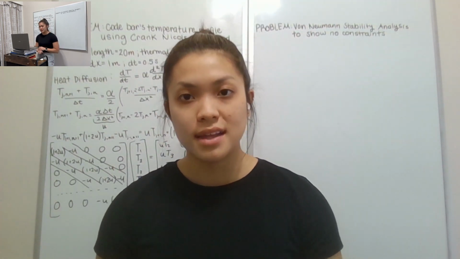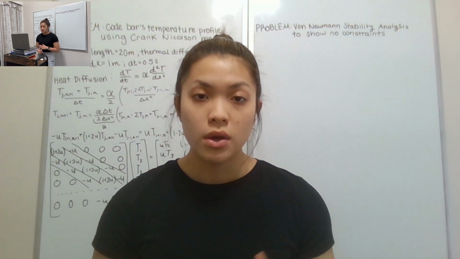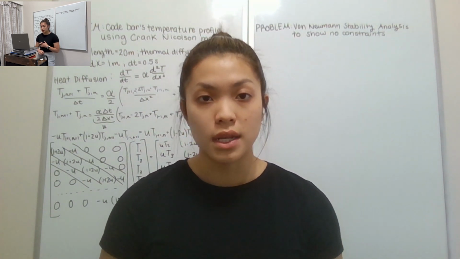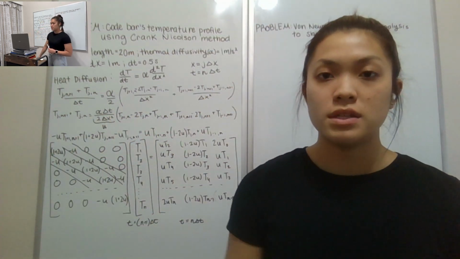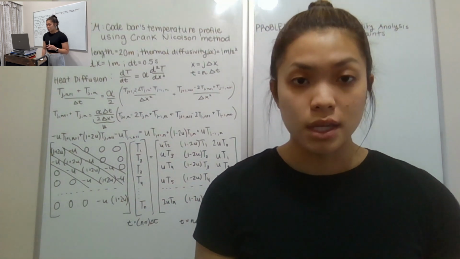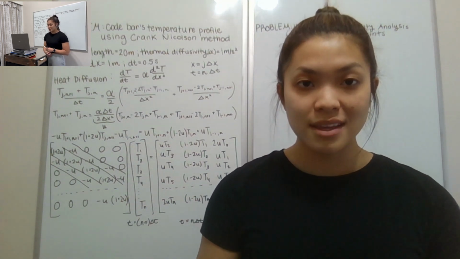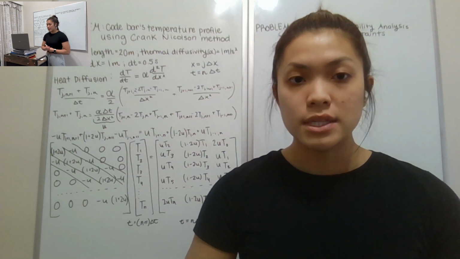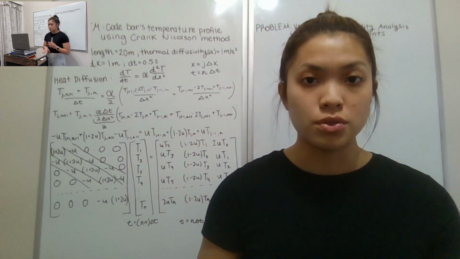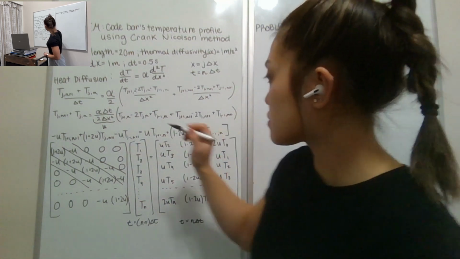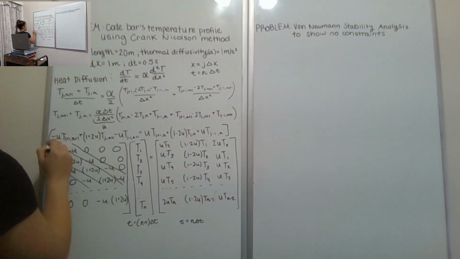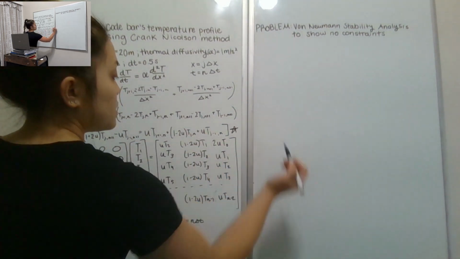Hello, in this video we're going to be performing a von Neumann stability analysis to show that there are no constraints when using the Crank Nicolson method on the space increment and the time interval. So on this board is work that we did in the previous video to write out the code for the Crank Nicolson method of a thermal profile of a bar. And so we'll be using some of this information to perform the stability analysis, mainly this equation here, which is what we derived in the previous video.